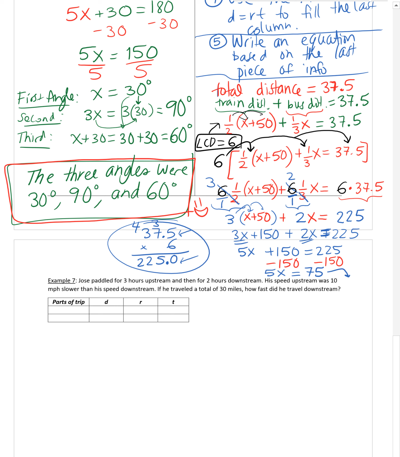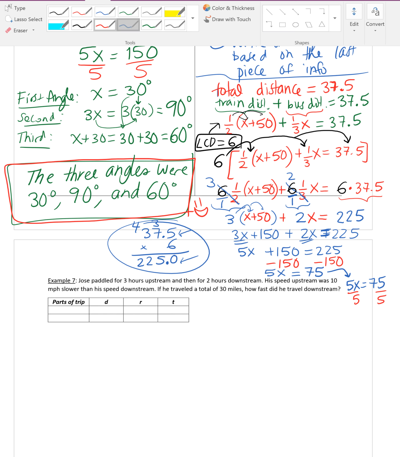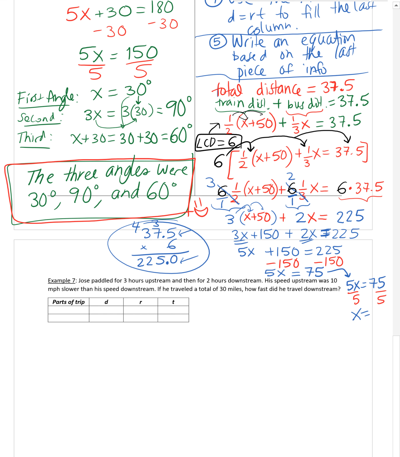Okay, so the last step, I kind of ran out of room here, is to divide by 5. Let's see. 5 can go into 75 15 times, I think. Yeah, 15 times. So x must be 15.